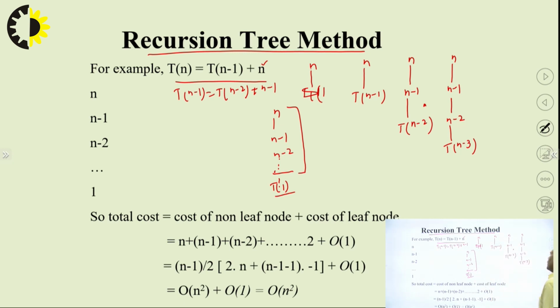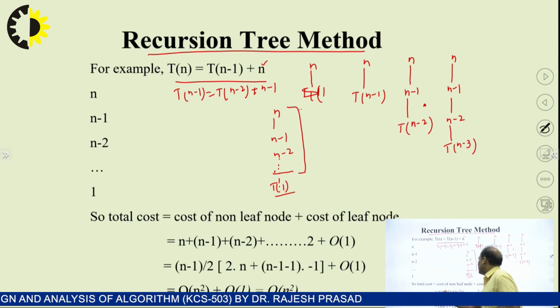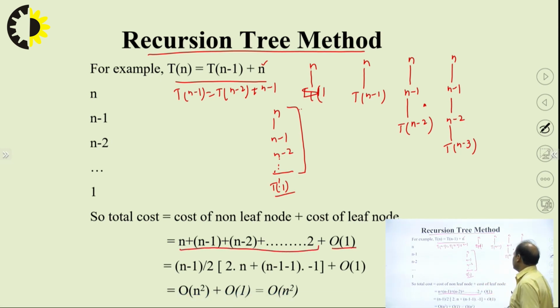So in the recursion tree method, we add the cost of non-leaf nodes plus the cost of leaf nodes. So total cost is the cost of non-leaf nodes plus the cost of leaf nodes. The cost of the non-leaf nodes is this, and the cost of the leaf node is 1. So assume that T(1) is equivalent to 1. So this is forming an arithmetic progression.